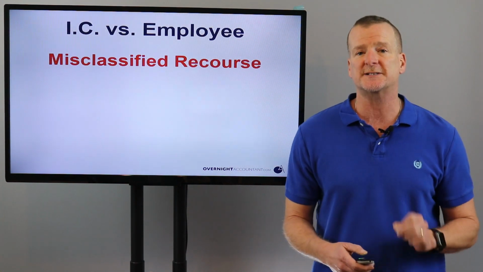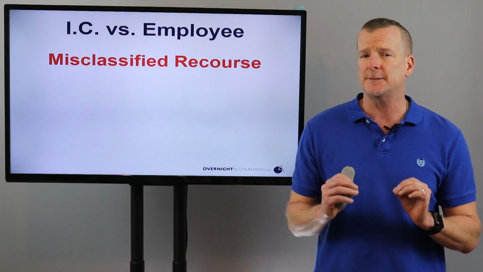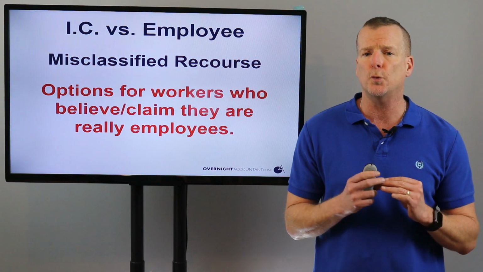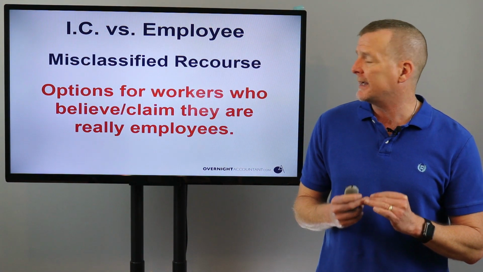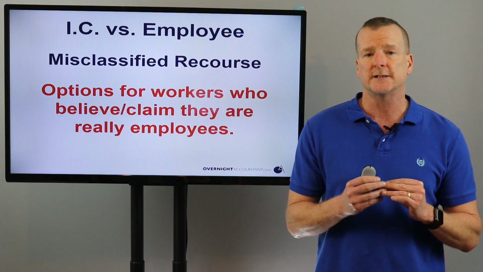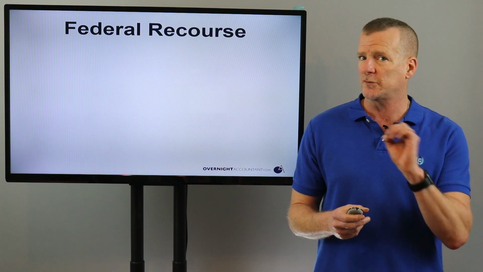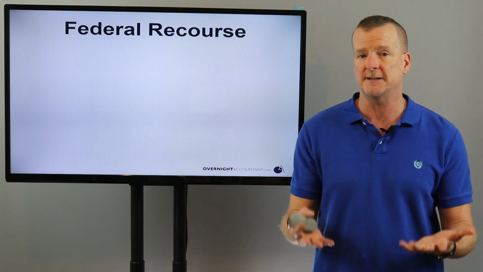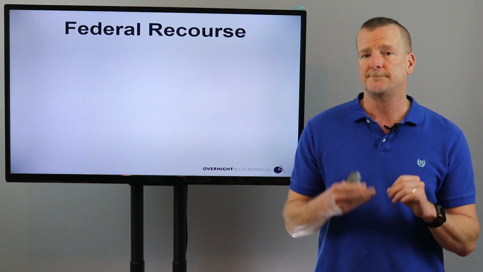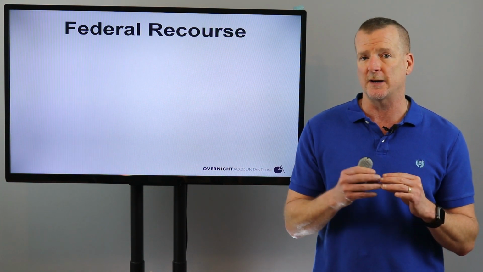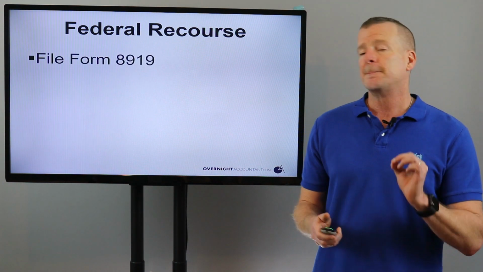Now, in this lesson, we're going to be discussing the recourse that individuals may have who are treated as independent contractors but actually believe they are employees. These are the options for workers who claim or believe that they are really employees of the individual or the business that paid them. They have several levels of recourse. What we're going to be discussing in this lesson is federal recourse. What can they do to make a claim to the IRS that they are really employees and not independent contractors?